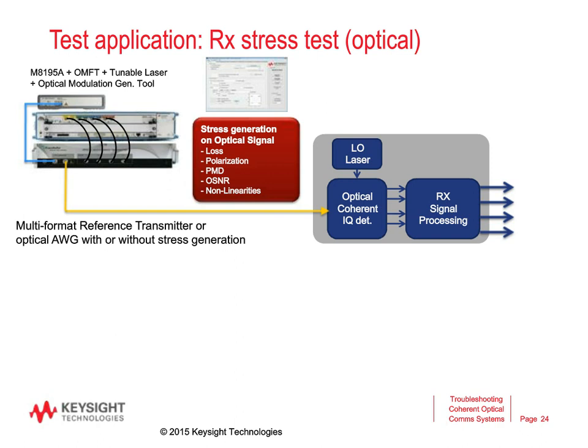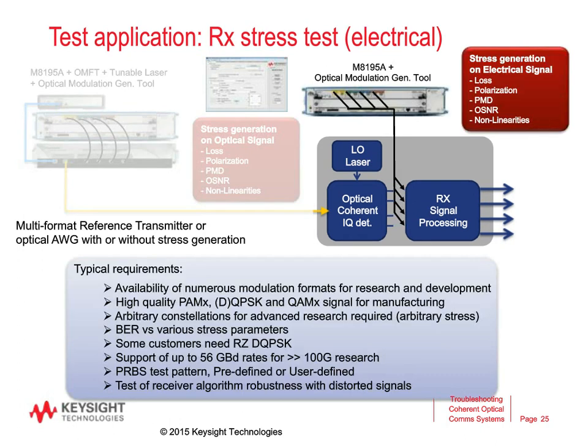I can vary the losses on the signal. I can change the polarization. I can add polarization mode dispersion, distortion. I can lower the optical signal to noise ratio, and I can also add nonlinearities to the transmitter and see how my receiver is behaving with that kind of stress applied. That was the optical transmission.